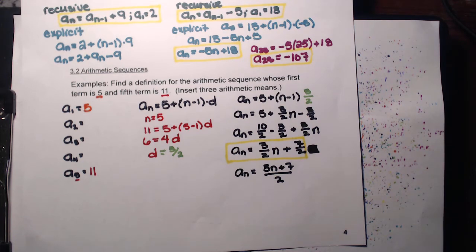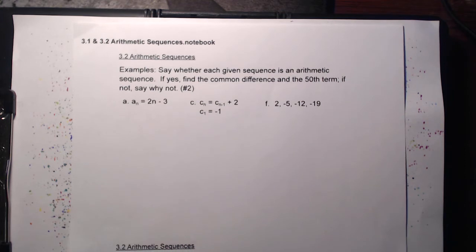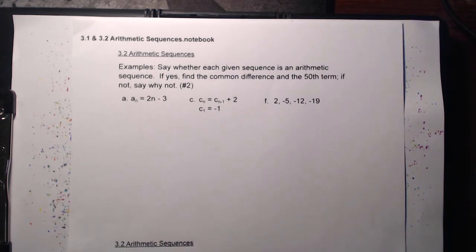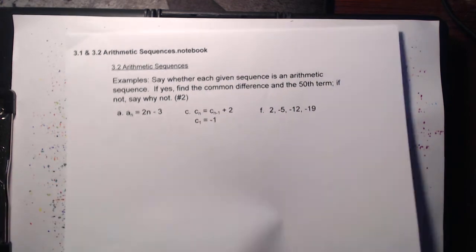Okay, and then let's see where we're at. So if I ask you to pull up the next one: say whether something given is an arithmetic sequence. If yes, find the common difference and the 50th term. If not, say why not. I don't know why there's a number 2 there. Okay, so with our first one, I'm going to have this up here.